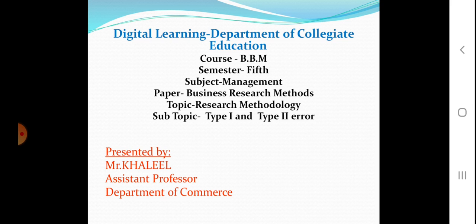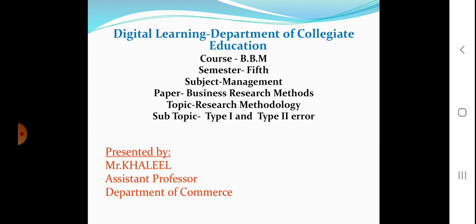Course BBM, Semester 5th, Subject Management. Paper is Business Research Methods. Topic Research Methodology. Subtopic, today's topic, Type 1 and Type 2 Error. I welcome you all in this session.